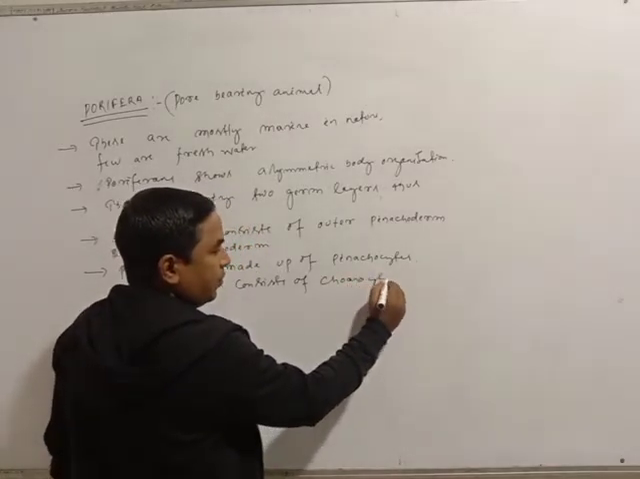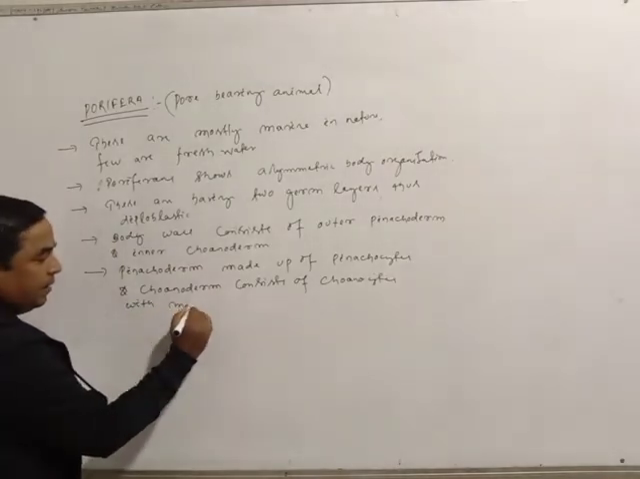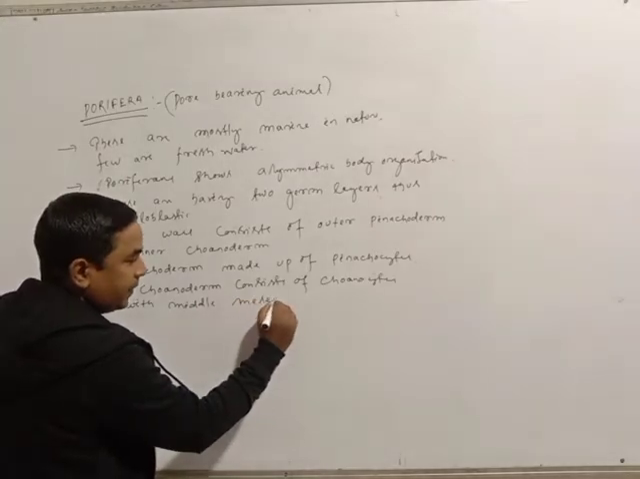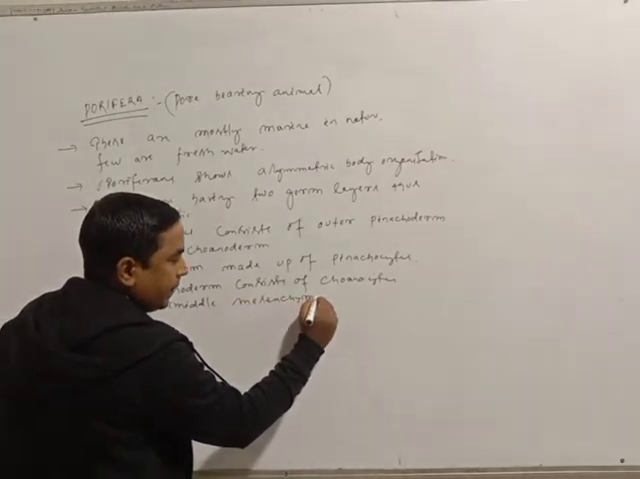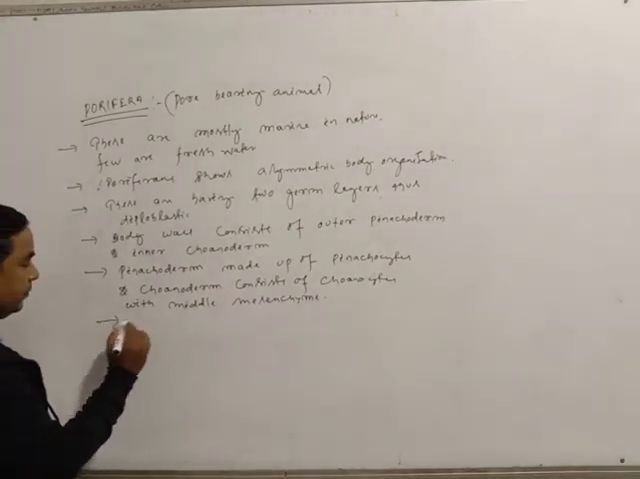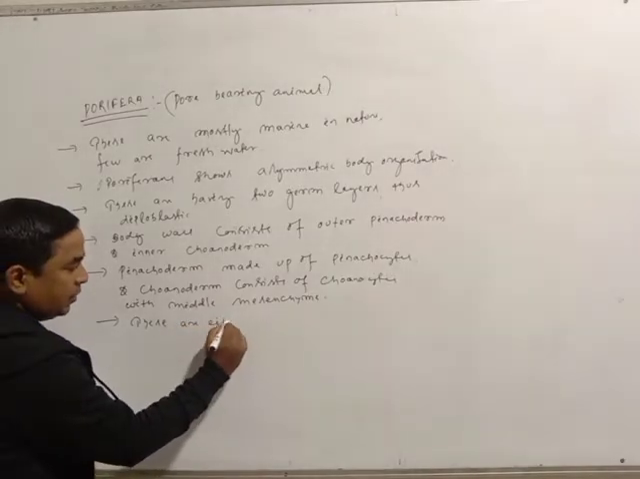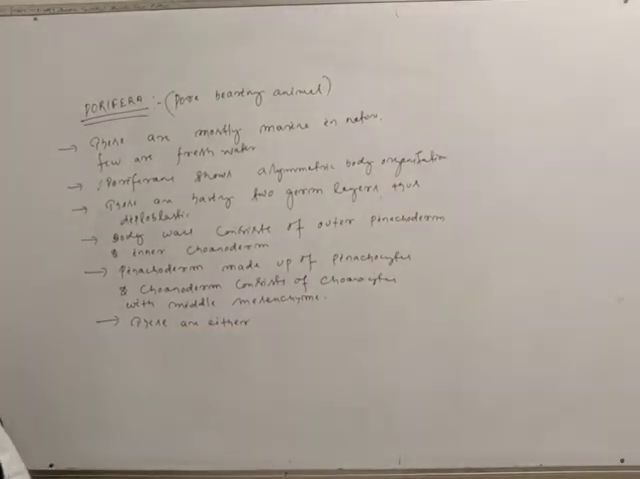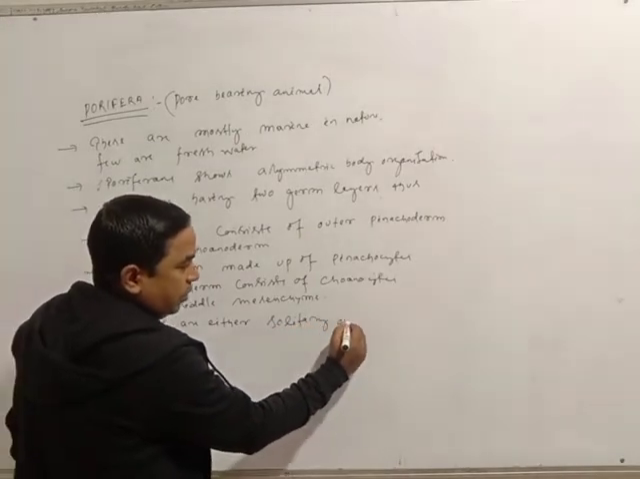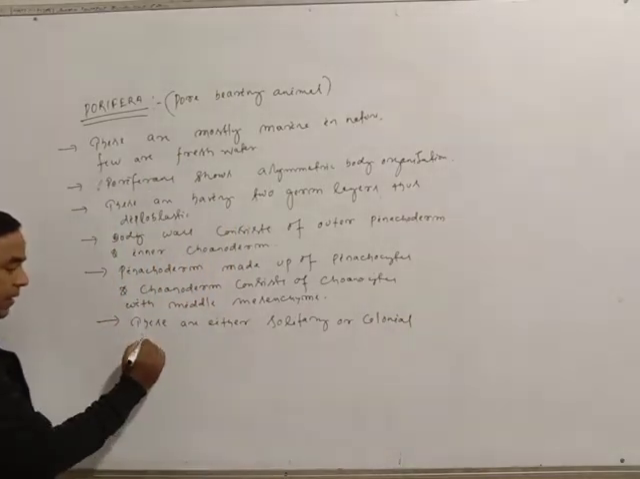Choanocytes with middle mesenchyme. Next, these are either solitary or colonial in nature.